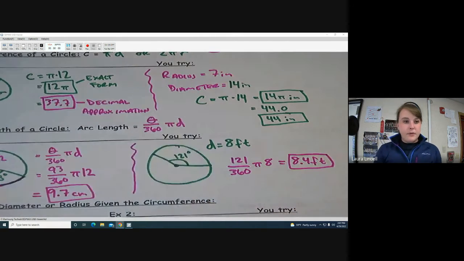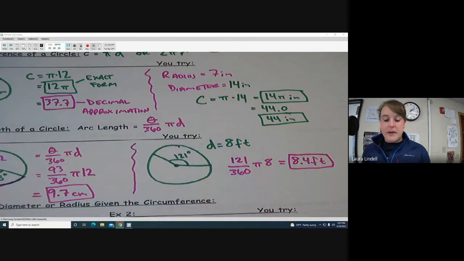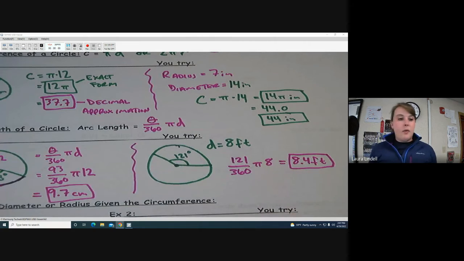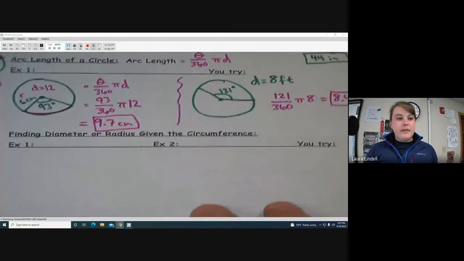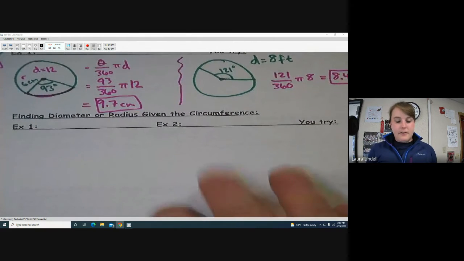All right, hopefully that's what you got too, or if you can see where something might have gone wrong as we typed things in or as we wrote things down. We're going to do one more type of problem today, and it's going to be finding the diameter or the radius if you're given the circumference.